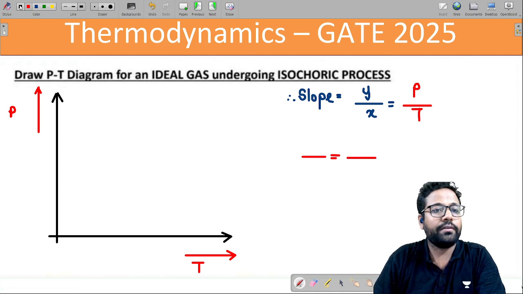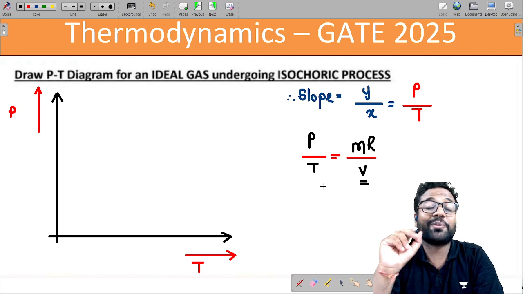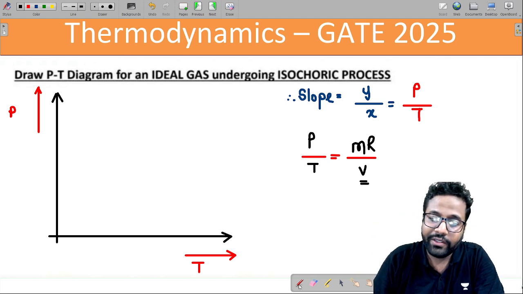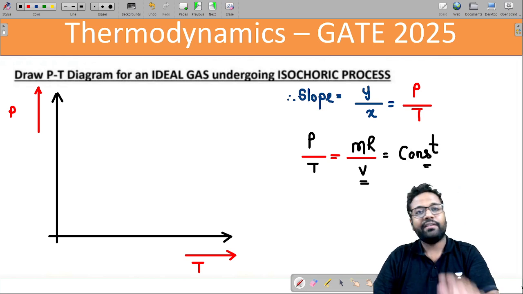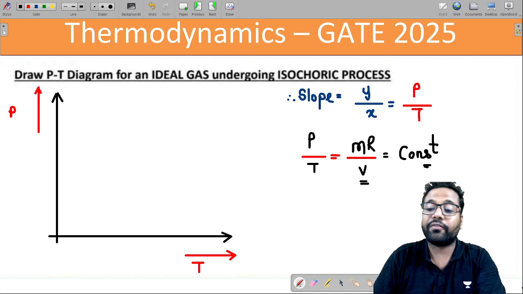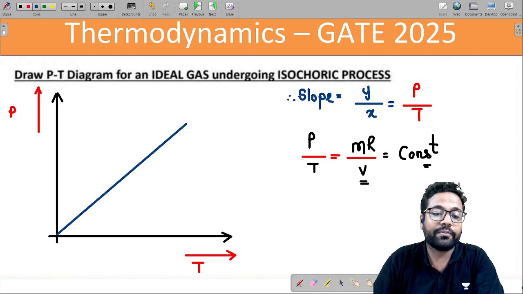Sir, P upon T will be equals to m into r upon V. So बच्चा let's draw this, and now बच्चा it is a constant. This value is constant. So how do we draw a line of a constant slope? Sir, it will be a line inclined at an angle of 45 degree from the origin.